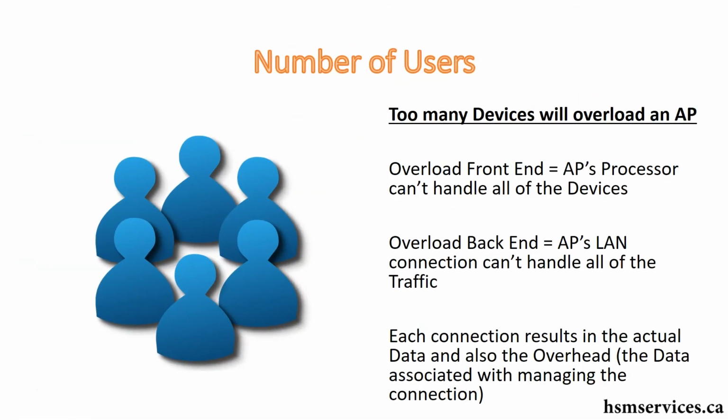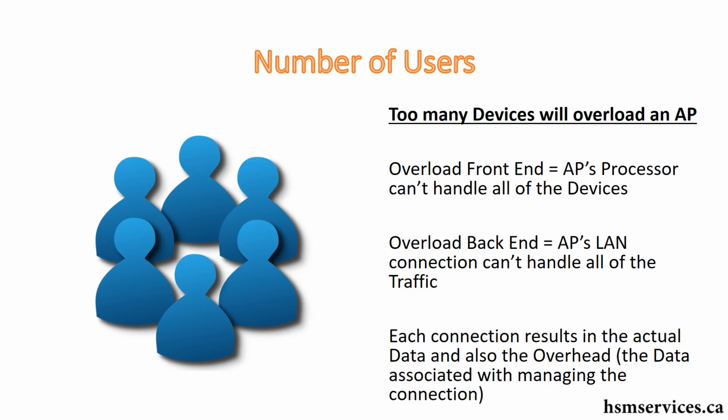And the first important design consideration is the number of users, or I should say number of devices, because a user may have several devices. And if you've got too many devices on your network, they will overload the AP. And the first way they can overload the access point is if you've got 100 or 200 devices and they're all trying to establish a connection with the AP, then its processor will get overloaded and crash, just like a computer.